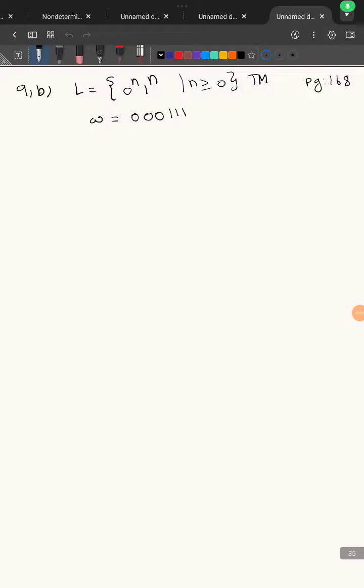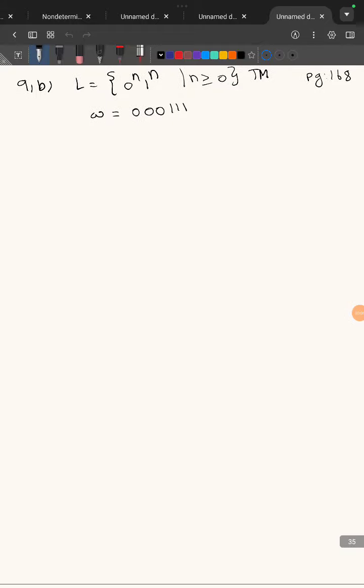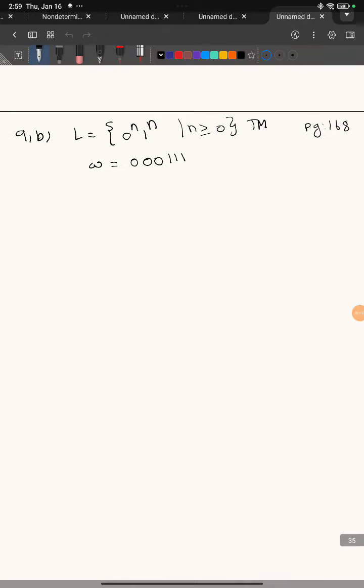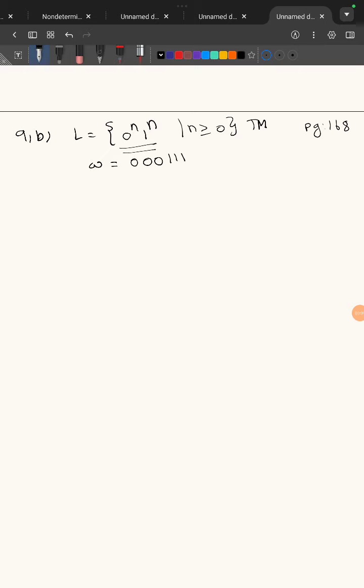So 9b, they are asking you to design a Turing machine, right? This is a classical problem, 0 power n, 1 power n. I have taught this in the class, and you can also refer to the Padma Reddy book, page number 168, where the same question is there. Even the instantaneous description is the same.